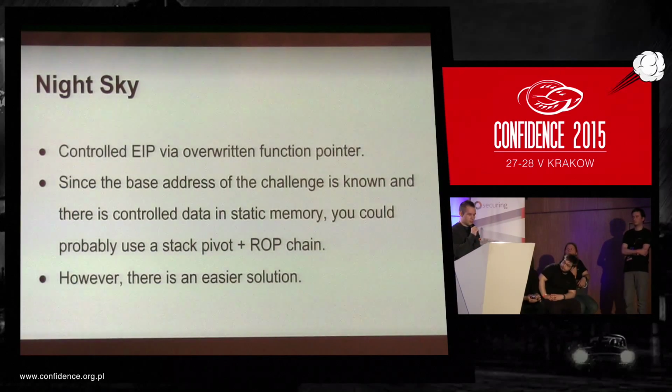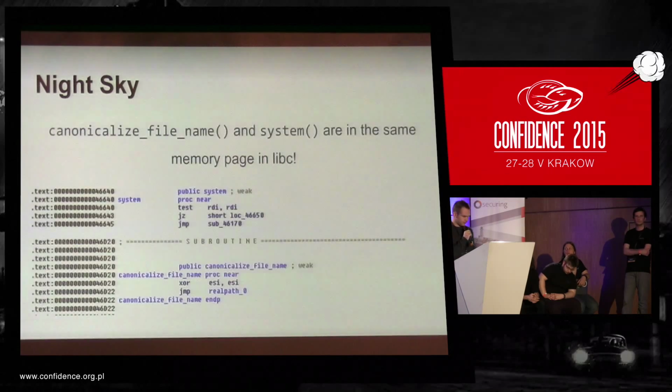And so this means that you had controlled the IP via one of the overwritten function pointers. And since you already knew the base address of the challenge, because you had it from the previous information leak, you could probably create a ROP chain or something and solve it this way. Although I'm not sure how many ROP gadgets there were in the binary, because it was pretty small, because it was dynamically linked. But there was also an easier solution.